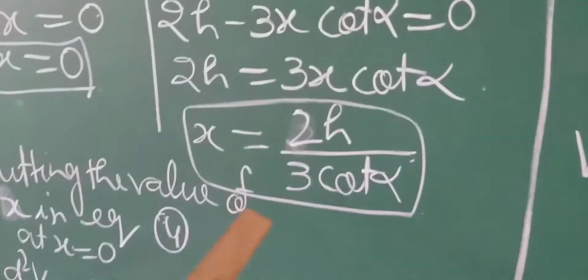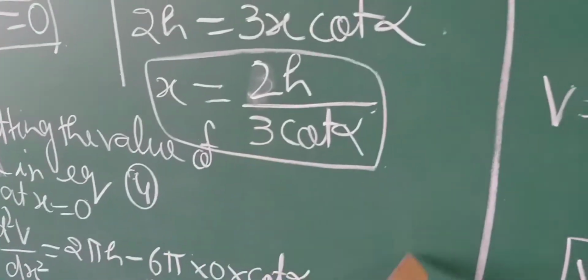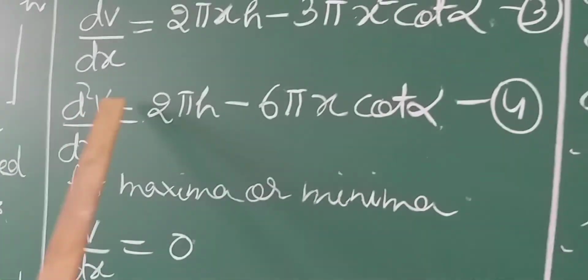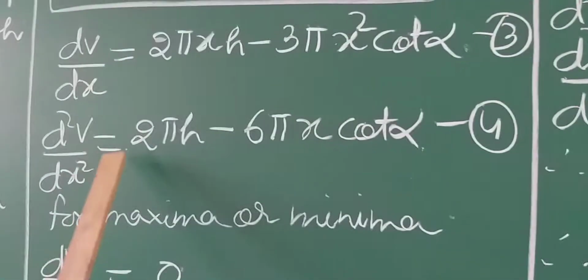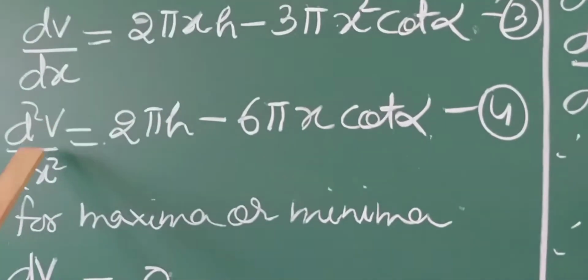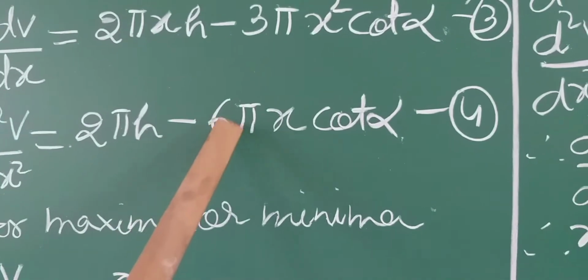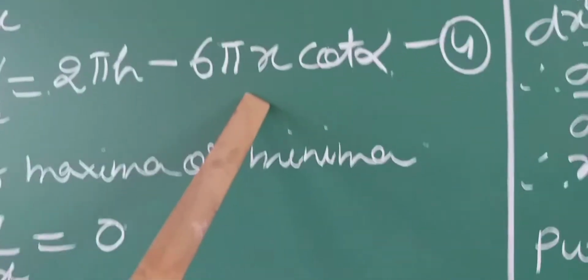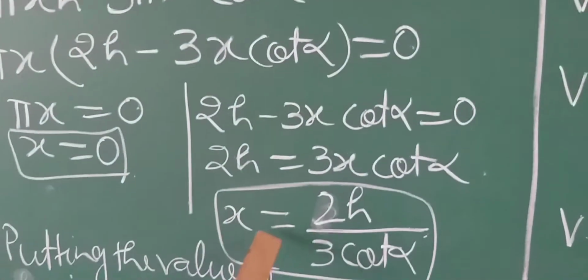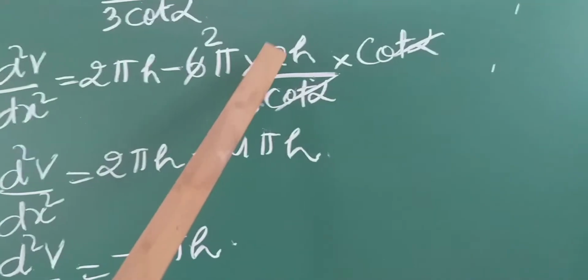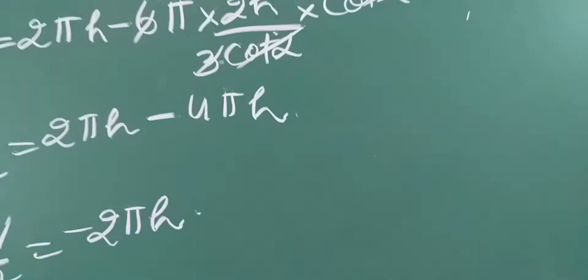Now second point, x equal to 2h upon 3 cot alpha, we have to put in equation number 4, second order derivative, to check minima or maxima. So d square v upon dx square equals 2 pi h will remain as it is, minus 6 pi. At the place of x, this value will be there, 2h upon 3 cot alpha. So 2 pi h minus 6 pi into 2h upon 3 cot alpha.